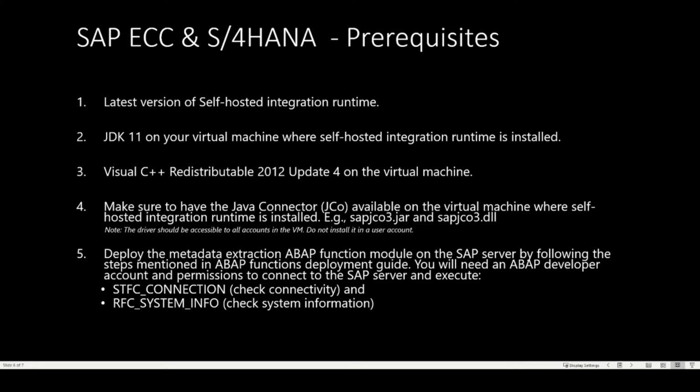The first prerequisite is to have the latest version of the self-hosted integration runtime installed on your VM. Second, install JDK 11 on your virtual machine where SHIR is installed. Third, we need to install Visual C++ redistributable 2012 update 4 on the same virtual machine. Fourth, make sure to have a Java connector available on your virtual machine where SHIR is installed. Some of the files that are needed are sapjco3.jar and sapjco3.dll.